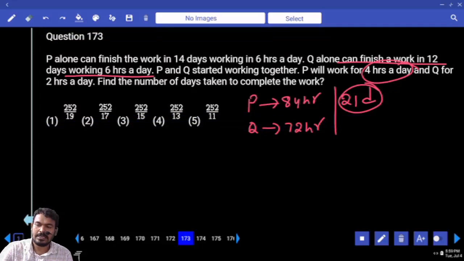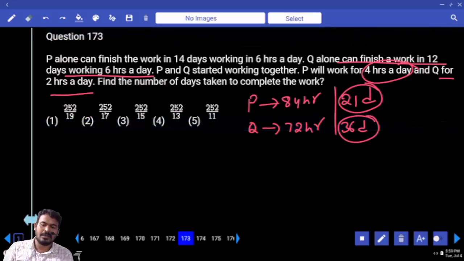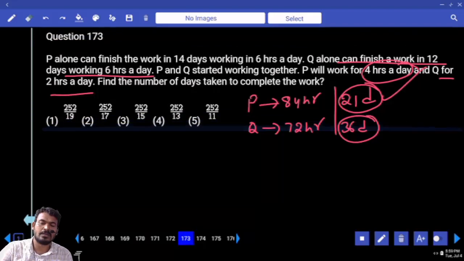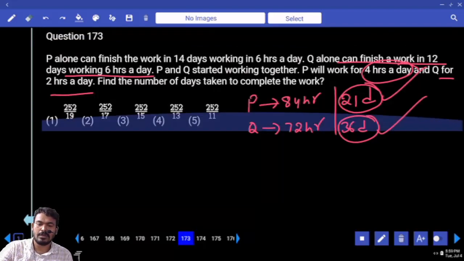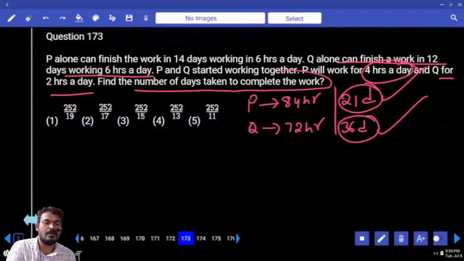21 days. Second one, Q, for every day how many hours is working? 2 hours. Total work is completed in 72 hours. Per day 2 hours working means how much time is taken? 36 days. Based on given condition, P alone can complete the whole work in 21 days. Q alone can complete the same work in 36 days. But we required to find the number of days taken to complete the work together or individual? Together. Together means we write product by sum.